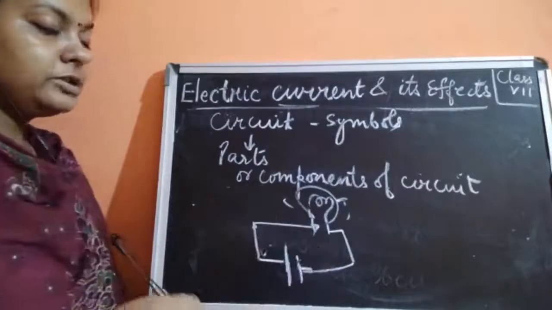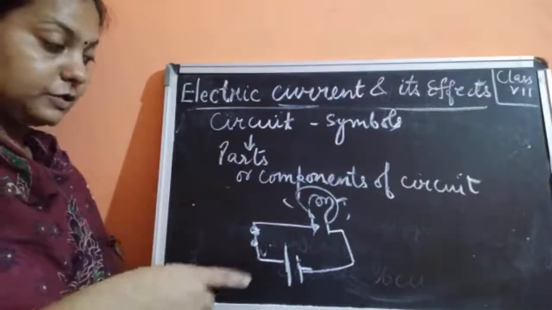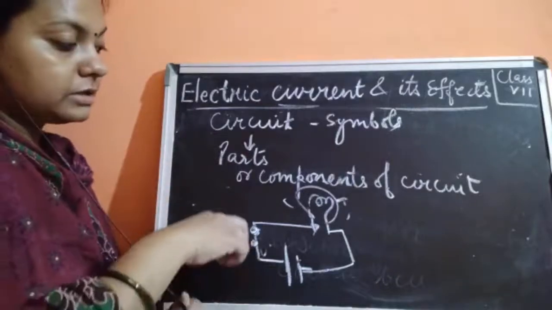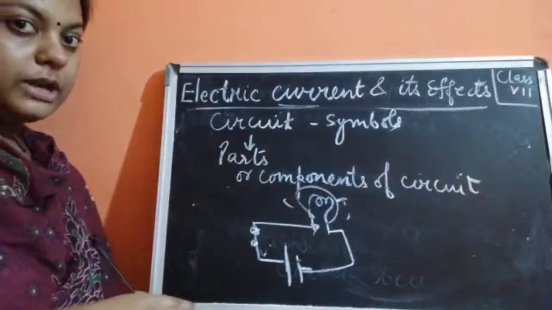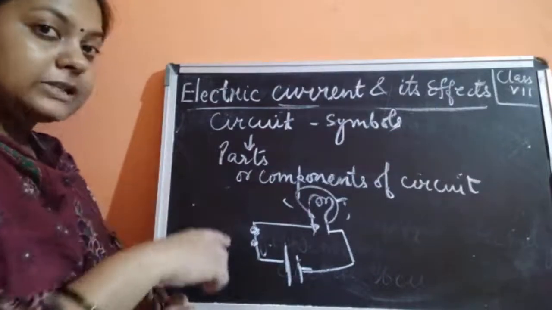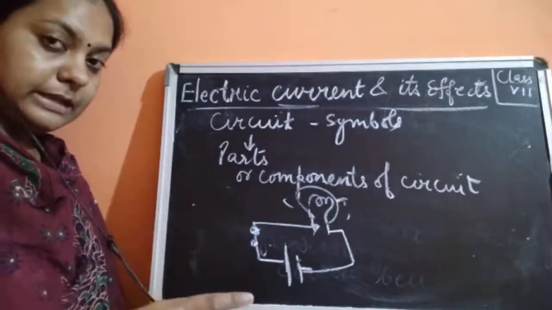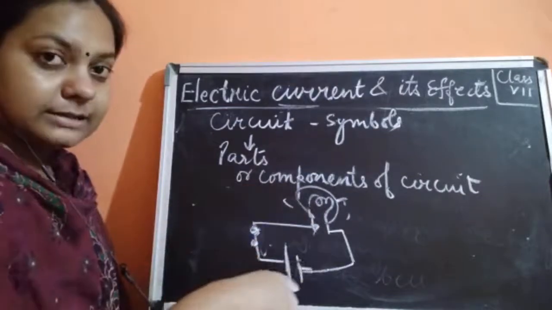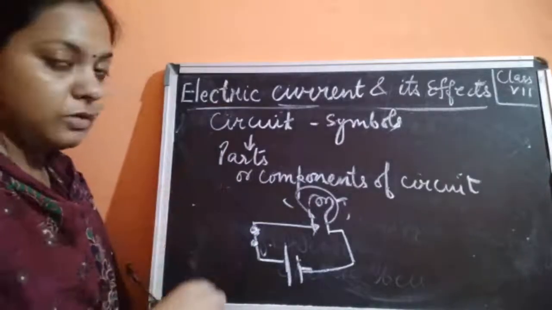So if we talk about a circuit, it is a very simple circuit which I think you have all studied in class 6 also. The parts because of which a circuit is made are known as components of a circuit. Now what are these components? Components are the parts of a circuit. Parts of a circuit means that it is something of which the circuit consists, and these are known as the components of a circuit.